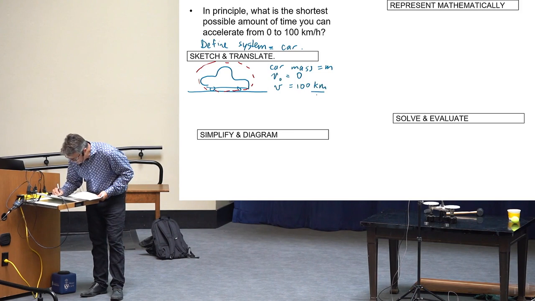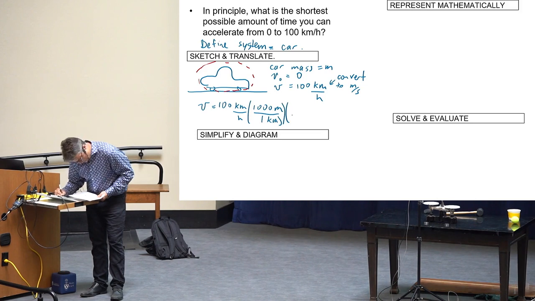Unfortunately, that's not an SI unit. So I think a good idea is to convert this to meters per second. I don't really like it when things are in non-SI units. So I've got kilometers per hour. How am I going to convert that? Well, 1,000 meters is 1 kilometer. And then I can multiply by, I know there's 60 minutes in 1 hour, and also 60 seconds in 1 minute.